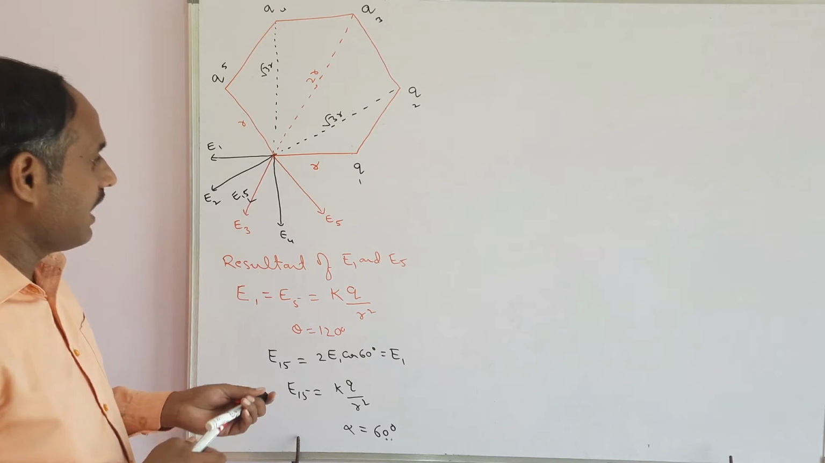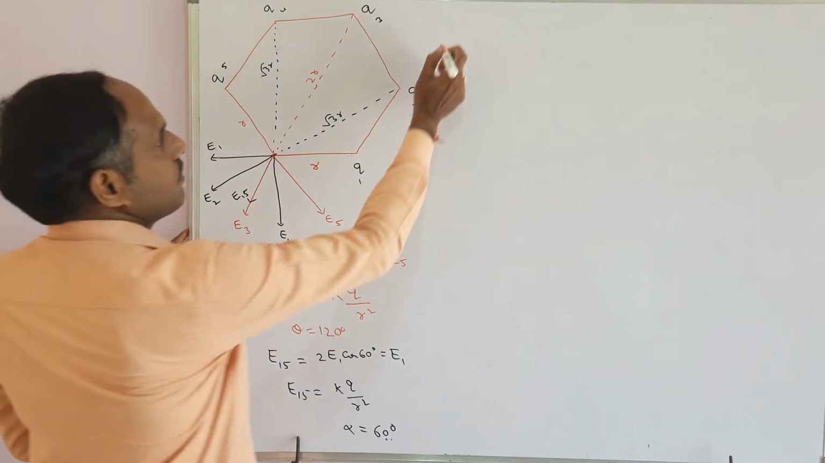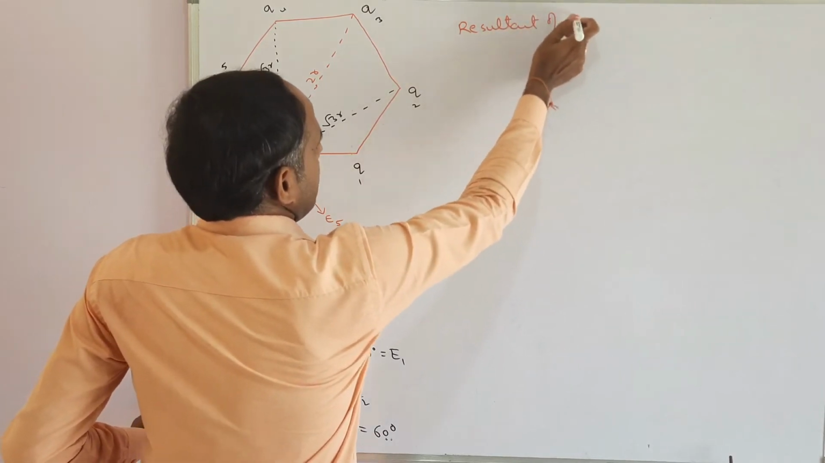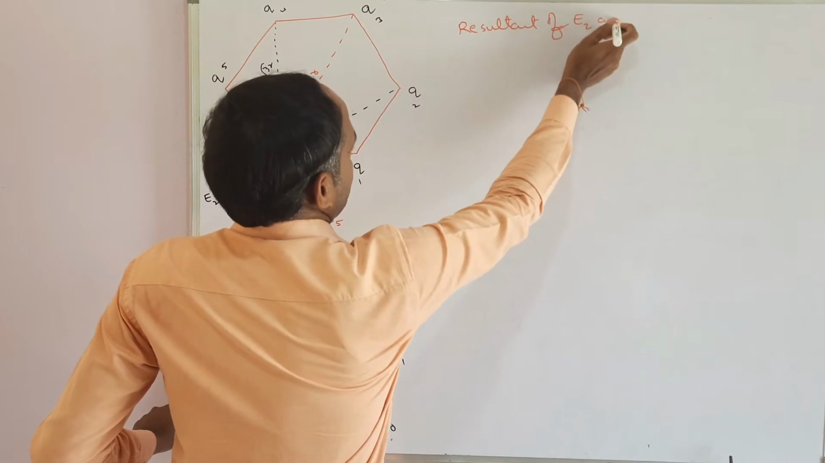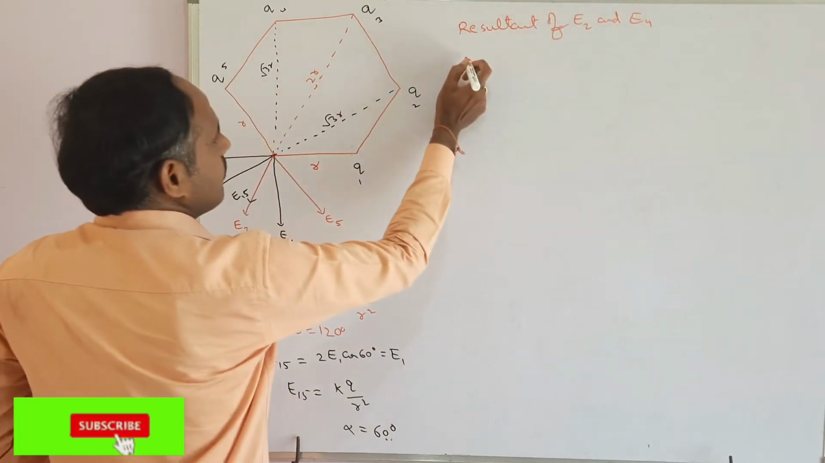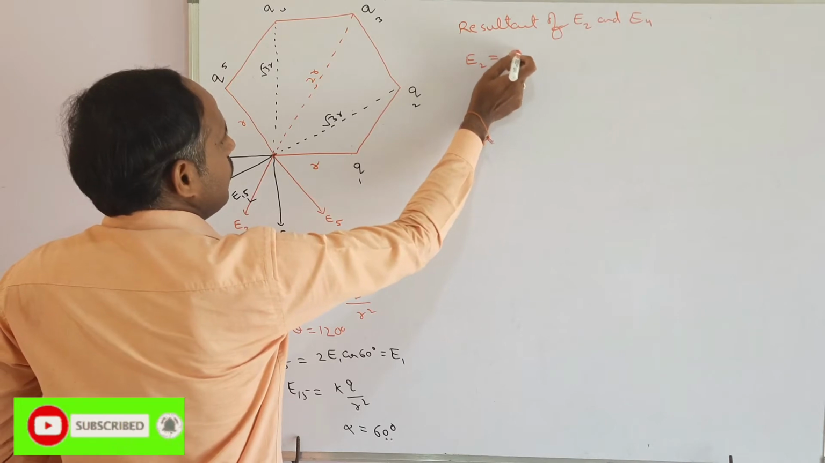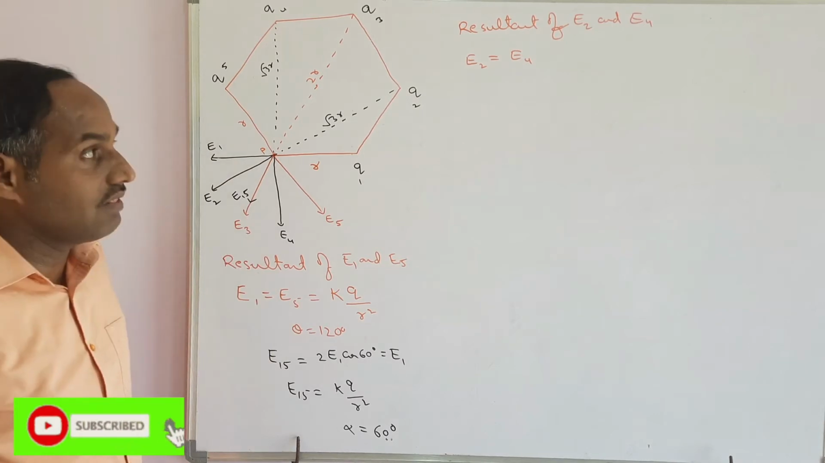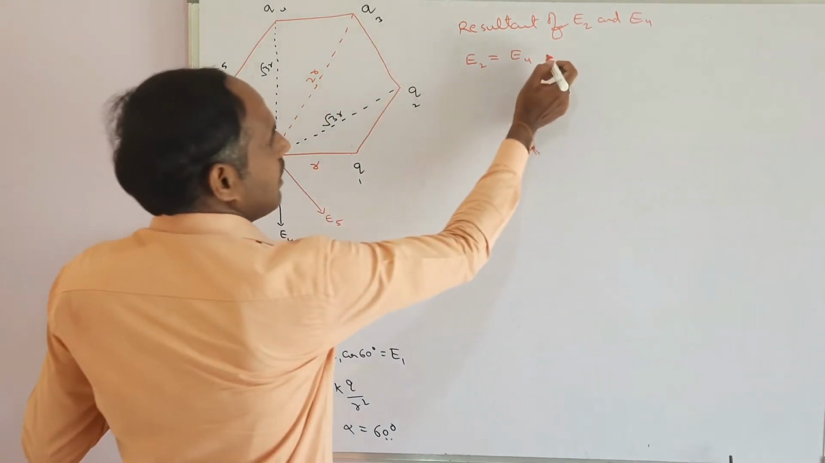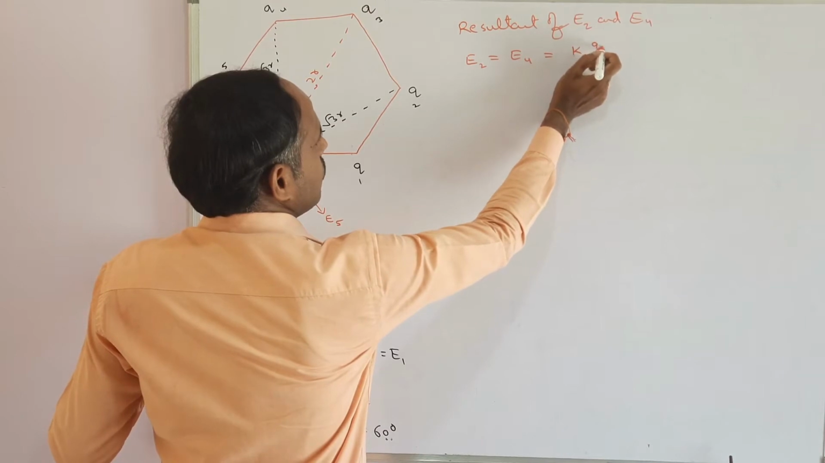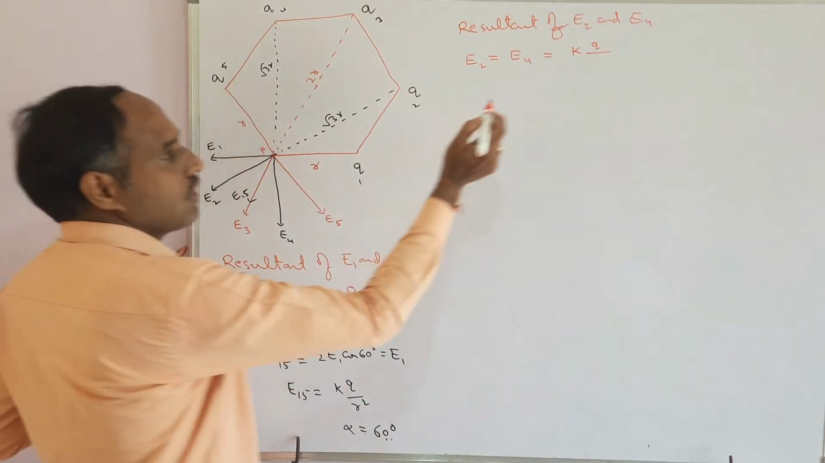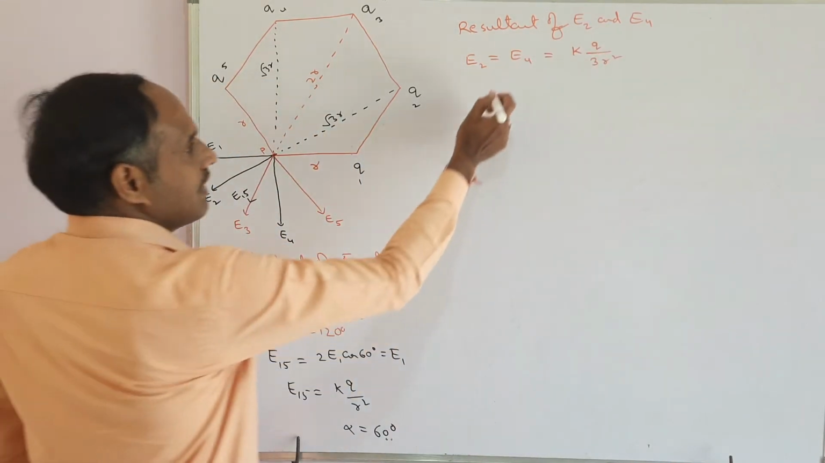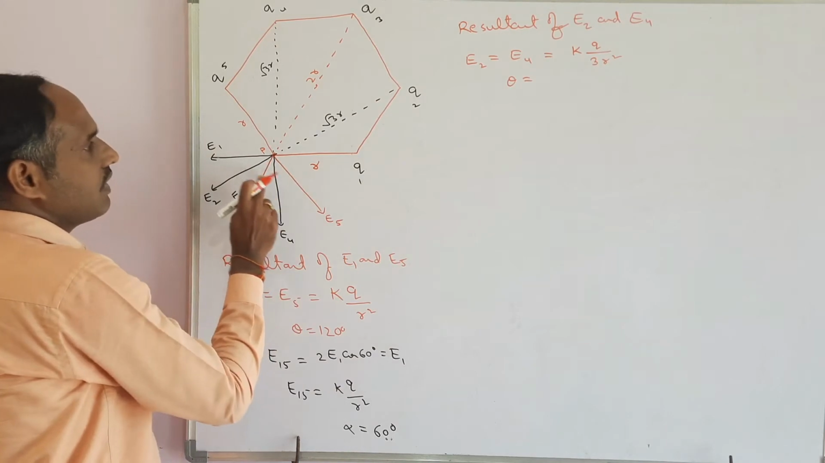Right, now I am trying to simplify the resultant of E2 and E4. When writing the magnitudes of E2 and E4, these two points are equidistant from the point where we are going to find the electric field strength, and that distance is root 3 R. So it equals K Q by R square, where R is root 3 R here. Root 3 R whole square gives 3 R square. And the angle between these two is definitely 60 degrees.